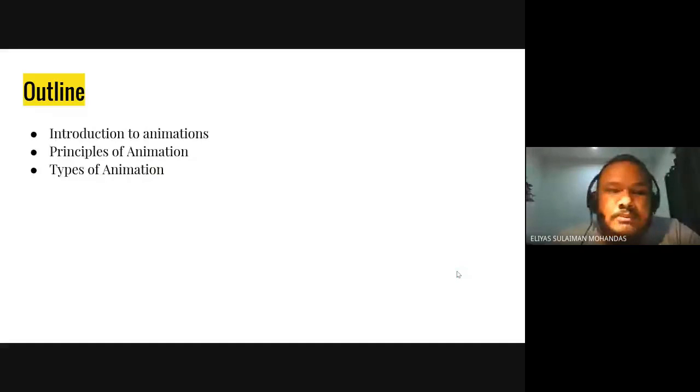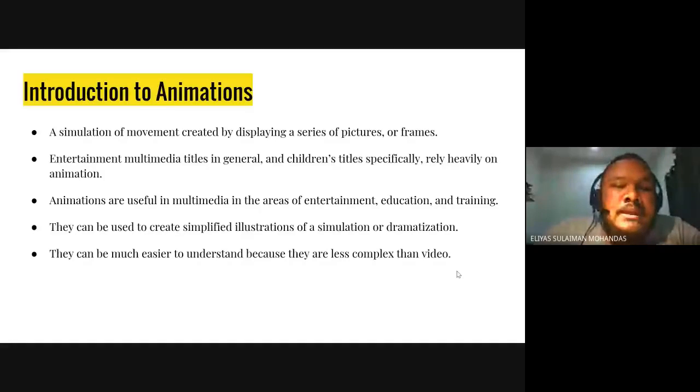This is the outline. All right, I'm not going to read one by one. Let us look at the introduction of animations, yeah. Now, a simulation of movement created by displaying a series of pictures or frames. Okay, so entertainment multimedia titles in general and children's titles specifically, they rely heavily on animation.